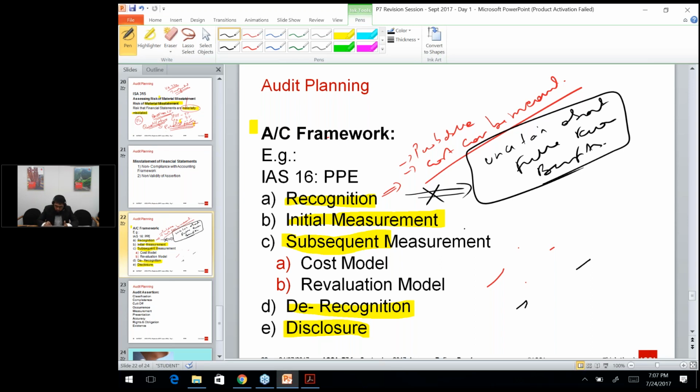Number two, IAS 16 says property, plant, equipment should initially be recognized at its cost. Now, what could the misstatement be? The misstatement could be that instead of recognizing it at cost, you recognize it at fair value. IAS 16 never allows property, plant, equipment to be initially recognized at fair value. That means you have deviated from the accounting framework.